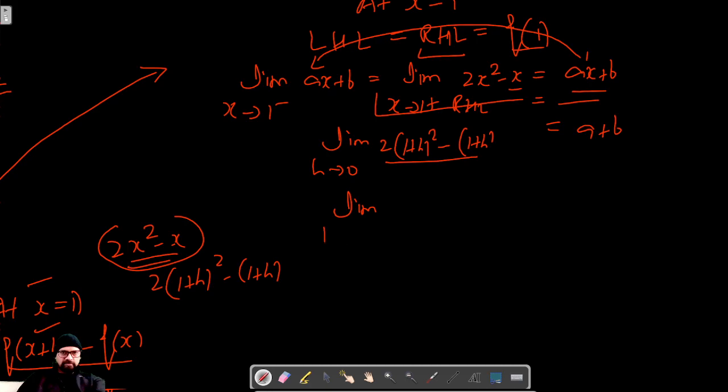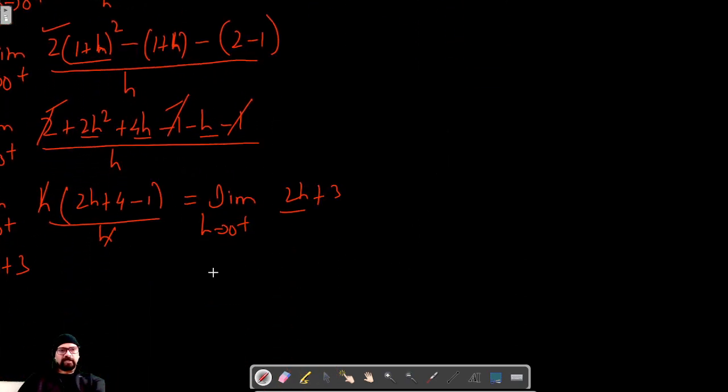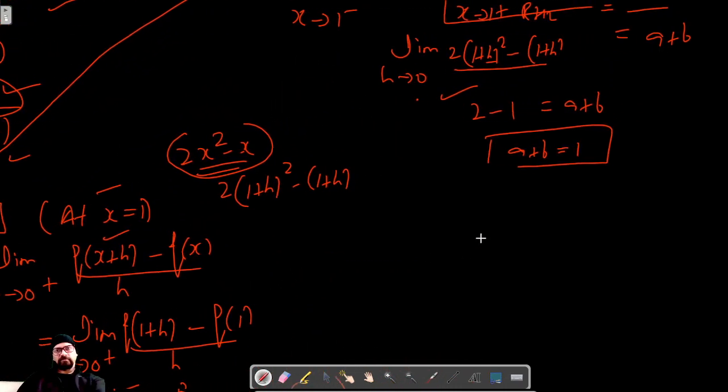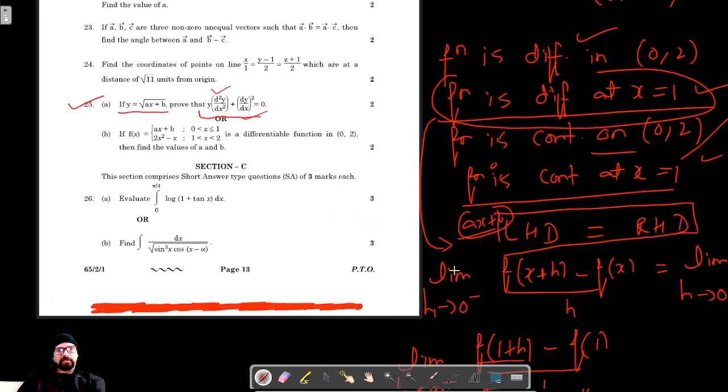And this is now limit h tends to 0. And if I put in the value of h as 0, this is 2 minus 1. If we evaluate it for the limit, this will be 2 minus 1, which is equal to a plus b. So a plus b is equal to 1. But we have already got the value of a, which is 3. So that gives me 3 plus b is equal to 1, and b is equal to negative 2, and a is equal to 3. So b is equal to negative 2 and a is equal to 3.